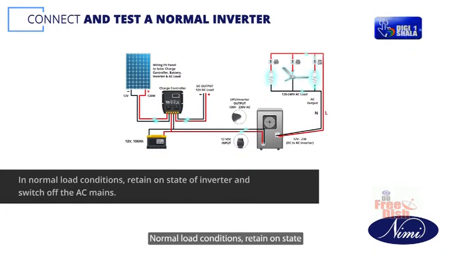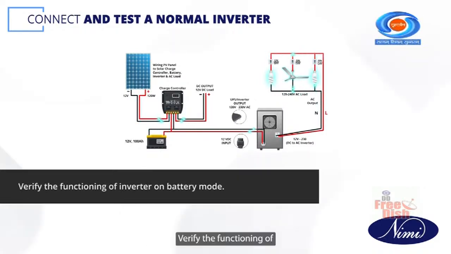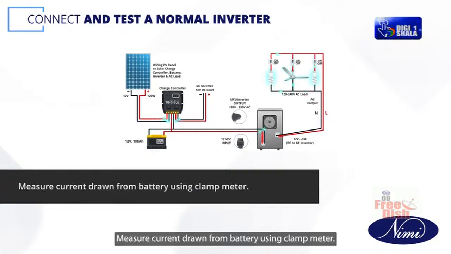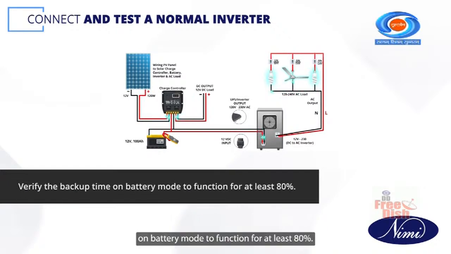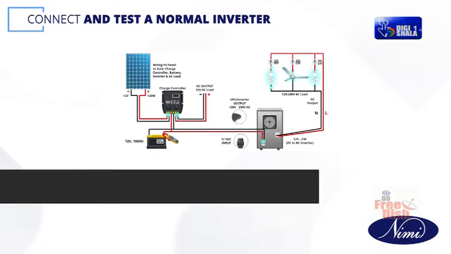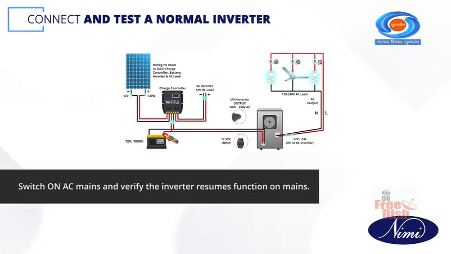In normal load conditions, retain on state of inverter and switch off the AC mains. Verify the functioning of inverter on battery mode. Measure current drawn from battery using clamp meter. Verify the backup time on battery mode to function for at least 80%. Switch on AC mains and verify the inverter resumes function on mains.